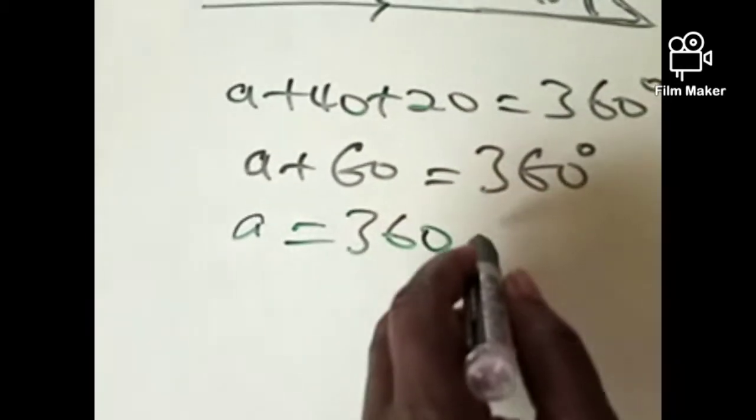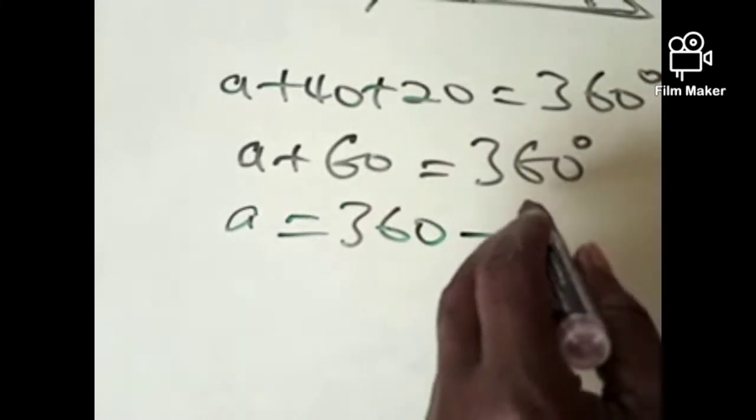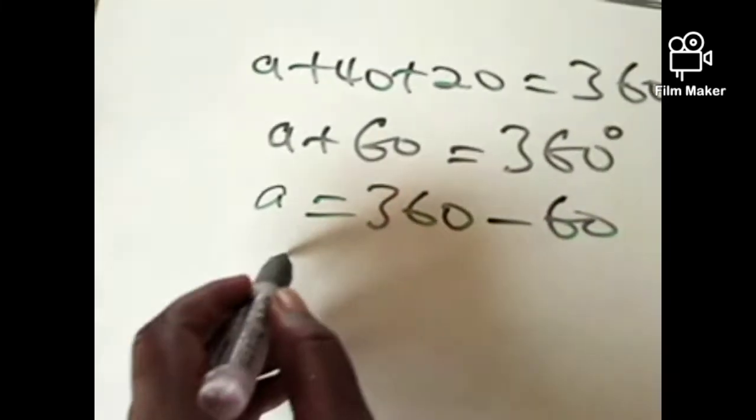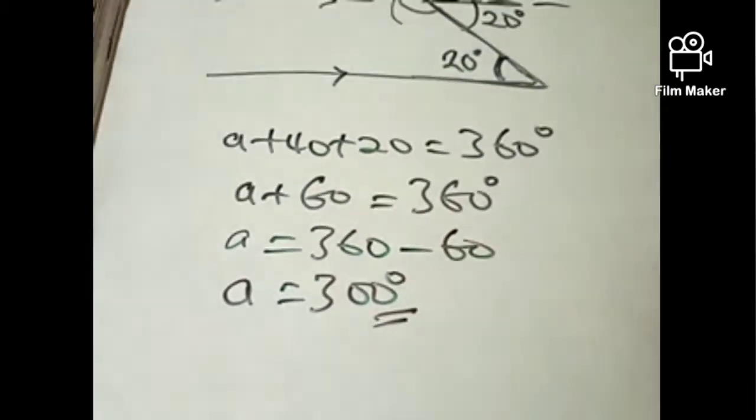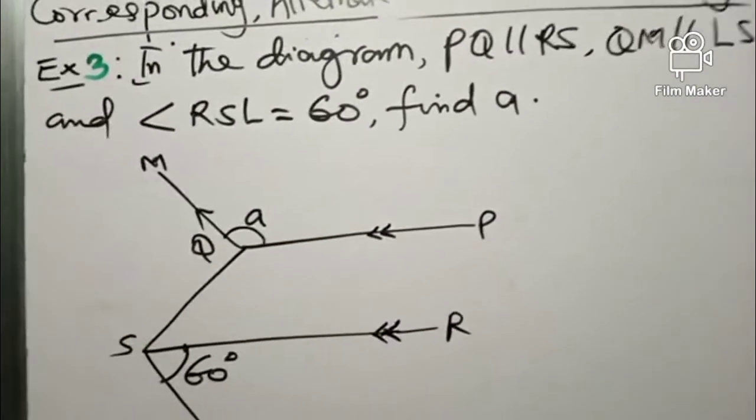A will be equal to 360 minus 60. Then A will be equal to 300 degrees. We want to look at example 3 now.